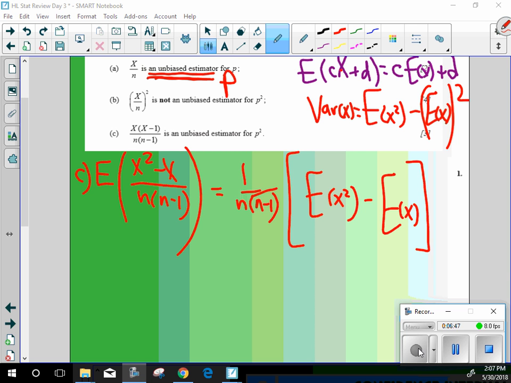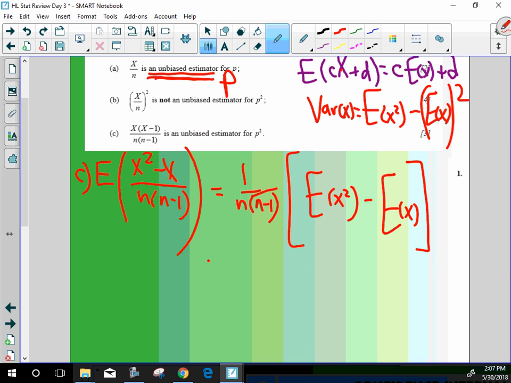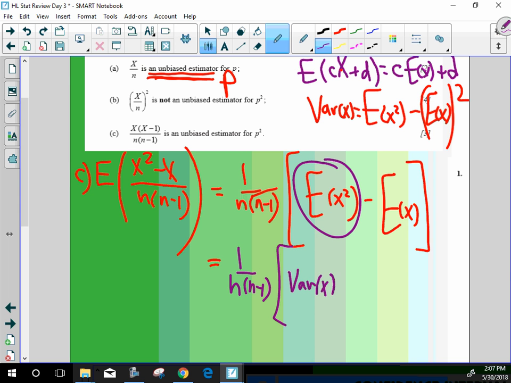We had a substitution here we're going to have to make. What substitution is it? What substitution do we make? We can't do anything with this. What can we replace E of X squared with? Variance of X plus E of X, quantity squared. Yeah. Minus E of X.